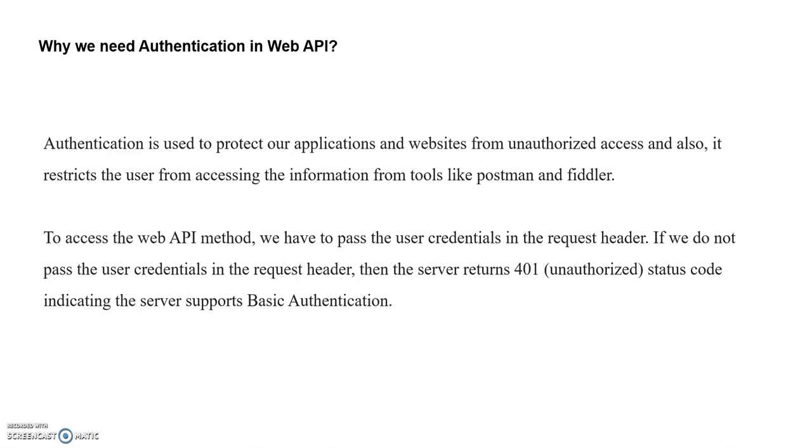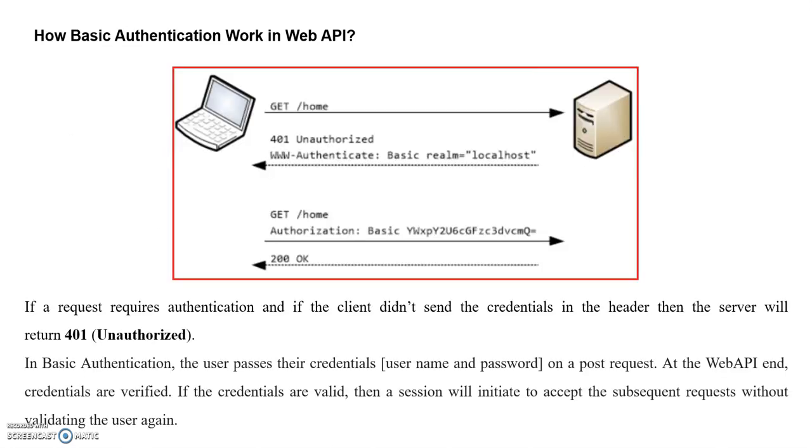Authentication is used to protect our applications and websites from unauthorized access, and it also restricts the user from accessing information from tools like Postman and Fiddler. To access the Web API method, we have to pass the user credentials in the request header. If you do not pass these credentials, the server returns a 401 unauthorized status code, indicating that the server supports basic authentication.